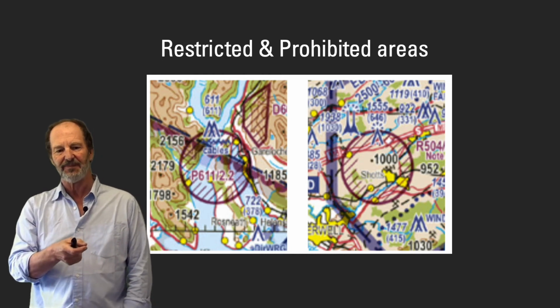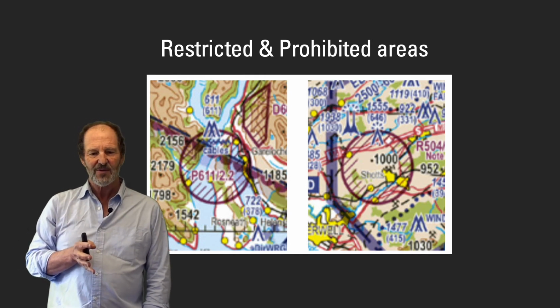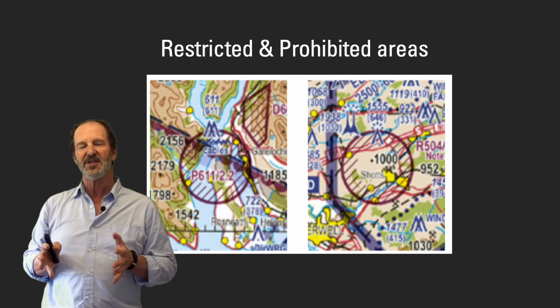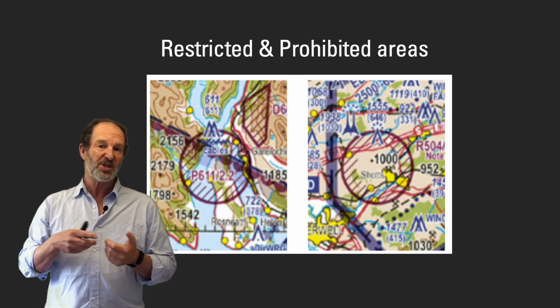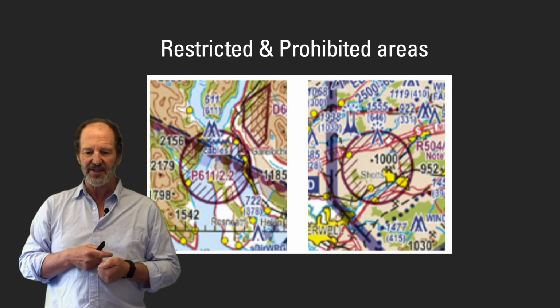So what's the difference? Prohibited areas you can't go into, it's as simple as that. Restricted areas are either restricted in terms of time, so they're active sometimes and not other times, or some people are allowed in and other people aren't allowed in, usually the latter.